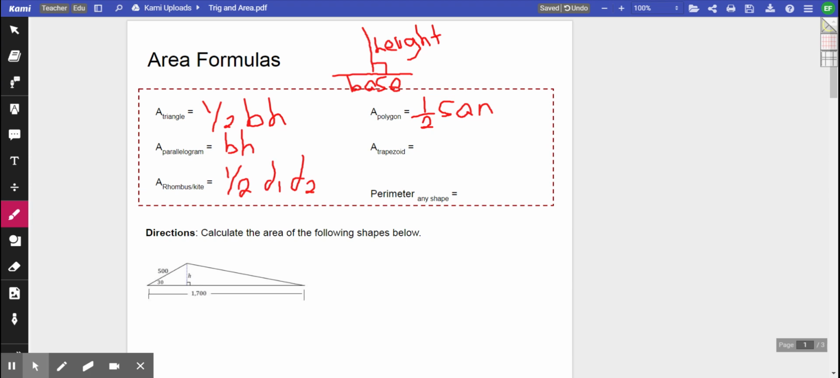Area of a trapezoid. That one is going to be 1/2. Seeing a theme in a lot of these, right? A lot of 1/2s. 1/2 of the height times base 1 plus base 2. Again, we'll do an example, but a trapezoid has 2 different size bases. So you just add them together. You're essentially finding the average of them. That's why you multiply it by 1/2, and then you multiply it by the height. Perimeter of any shape just means you add all the side lengths.